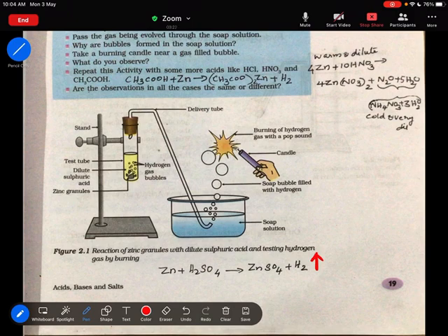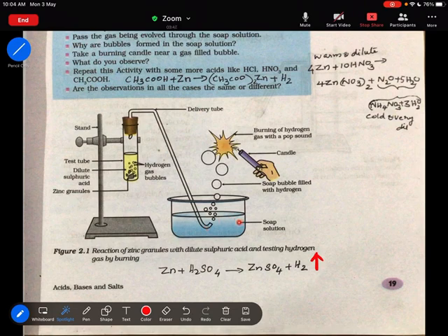So zinc is taken in this test tube, zinc granules, small zinc pieces, and dilute sulfuric acid or dilute hydrochloric acid is added through this. And through this delivery tube, hydrogen gas is coming out and it is passed through soap solution.